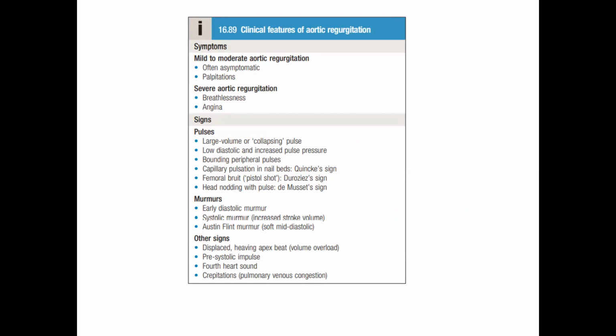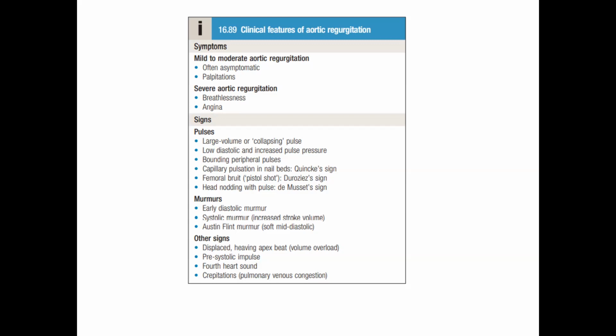So we are going to revise all those signs. Mild to moderate aortic regurgitation is often asymptomatic, with palpitation. In severe aortic regurgitation, there will be breathlessness and angina. And there will be so many signs in aortic regurgitation regarding the pulse. It is a collapsing, large volume pulse.